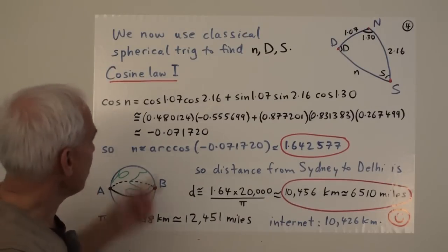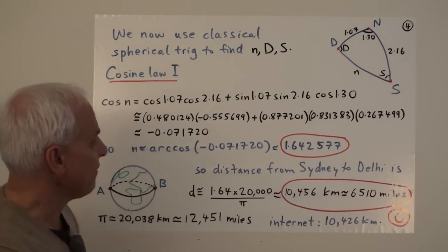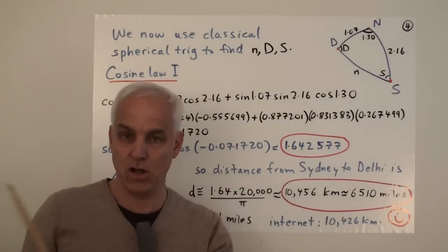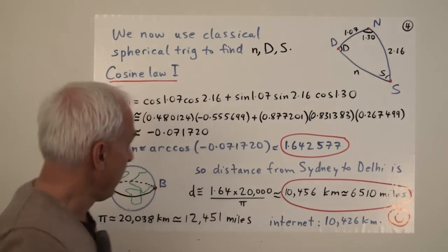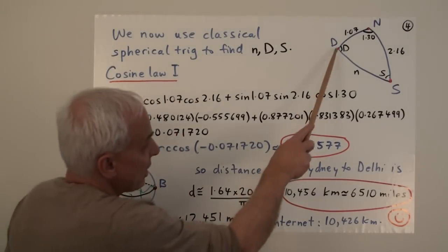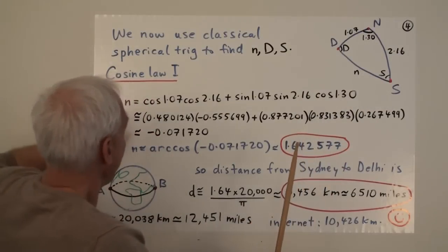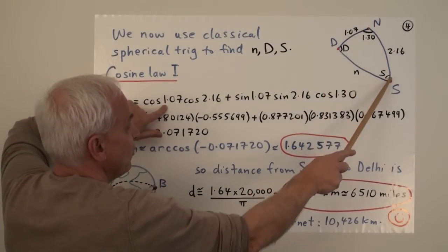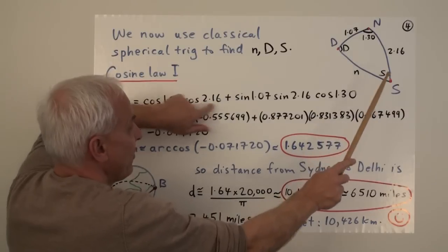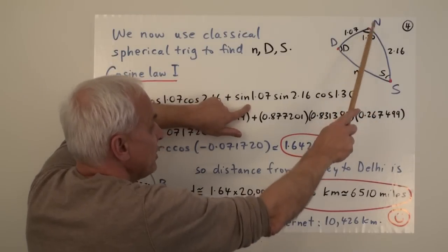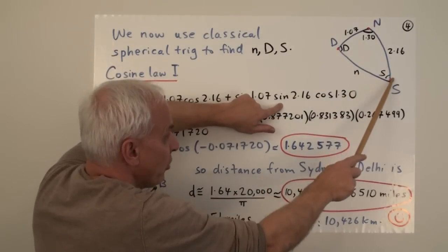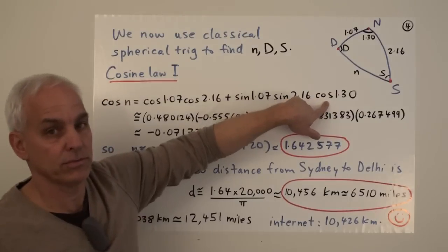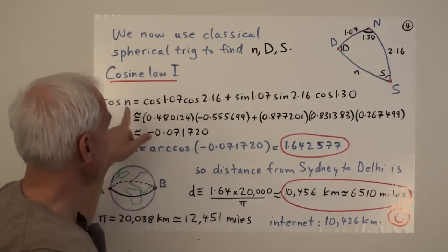Right. So, the key formula in the subject, the spherical cosine law, says that cosine of n equals cosine of 1.07 times cosine of 2.16 plus sine of 1.07 times sine of 2.16 times cosine of this angle, 1.30. Here it is there.